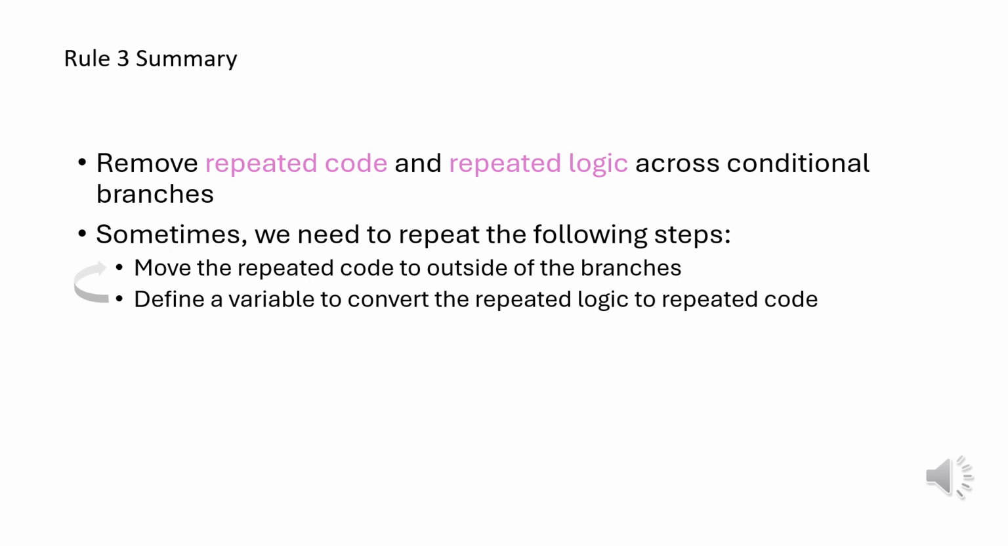Now let's quickly wrap up the rule tree. For this rule, we want to remove all the repeated code and repeated logic from across the branches. However, when our conditional branches end with an else if instead of an else, we cannot factor the repeated code to outside of the branches because that will change the functionality of the code.